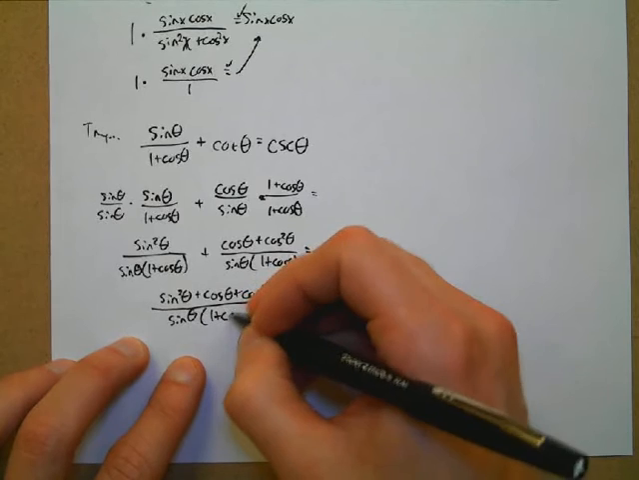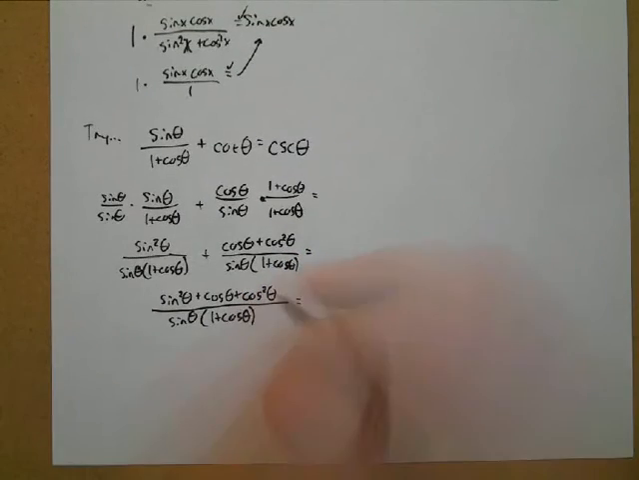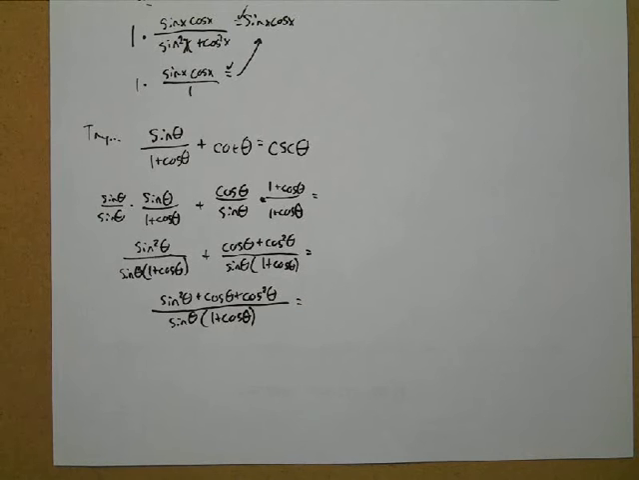So, what do we have here, though? What do we have here in the numerator? Yeah, right, Robert. So we can rearrange addition, right? 1 plus 2 plus 3 is the same thing as 1 plus 3 plus 2. We can add these two things together. So you get 1 plus cosine theta over sine of theta times 1 plus cosine theta.